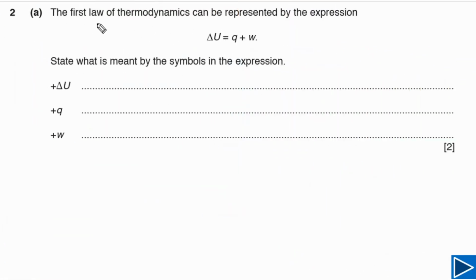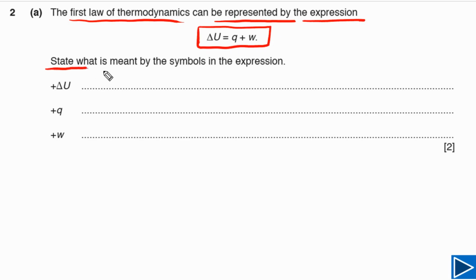For this question, it is given to us that the first law of thermodynamics can be represented by the expression, and you can see the expression is given here. Part A is simply asking us, we need to state what is meant by the symbols in the expression. Simply we need to explain these symbols.